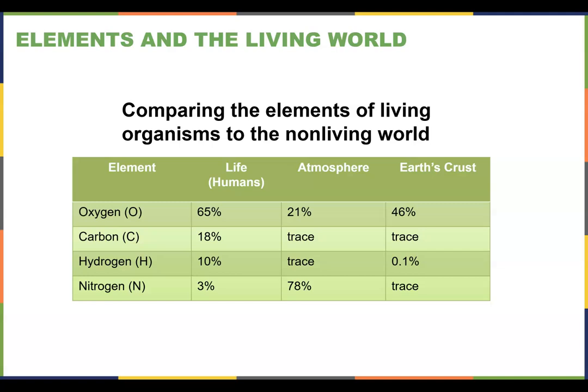Here are the percentages of those 4 elements. So oxygen in living life forms is about 65%. Notice the difference. In the atmosphere, it's about 21%. In Earth's crust it's about 46%. So living things have different ratios of these elements than do the atmosphere and the Earth's crust. Very different.